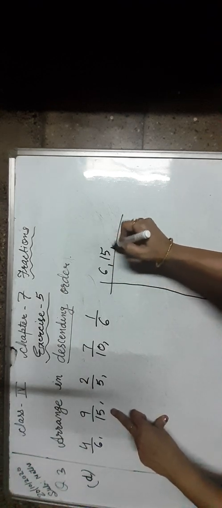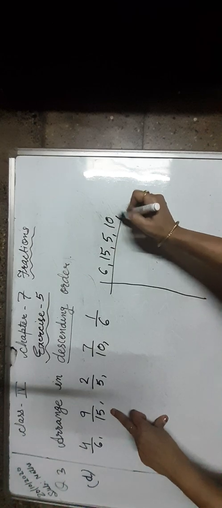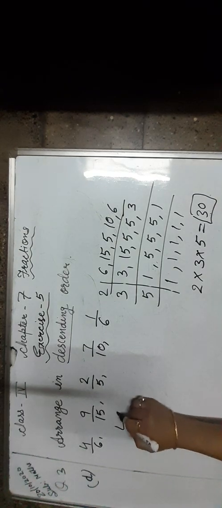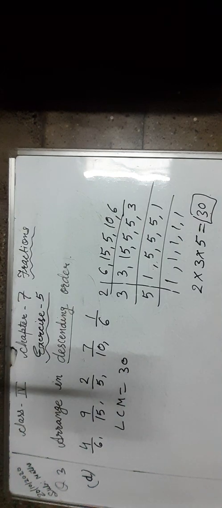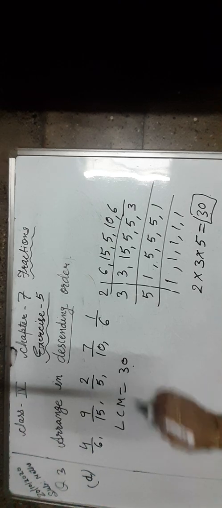The denominators are 6, 15, 5, 10 and 6. Let us find the LCM. The LCM of denominators is 30. So LCM is equal to 30. Let us now form equivalent fractions with denominator 30.